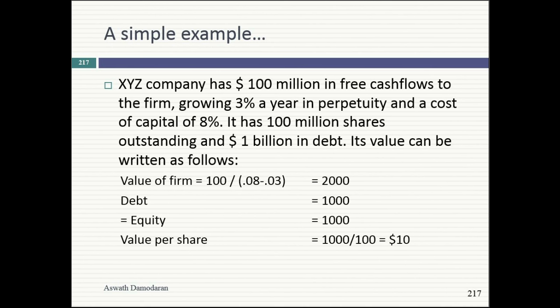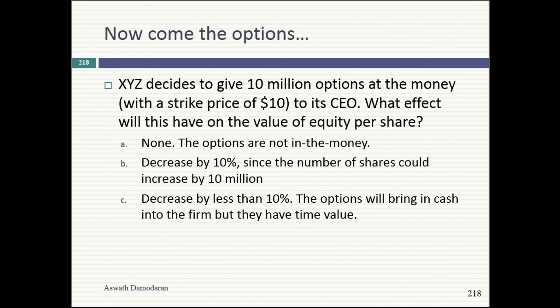I subtract out the debt of a billion, I come up with the value of equity, divide by the number of shares, value per share. This is so simple. We nailed this a few weeks ago. So value per share is $10 per share. So here's where I'm going to introduce the options. Let's say this company now grants 10 million options with a strike price of $10. You see why I picked the $10? The value per share is 10. They're issuing the shares at the stock price, so it's an at-the-money option.